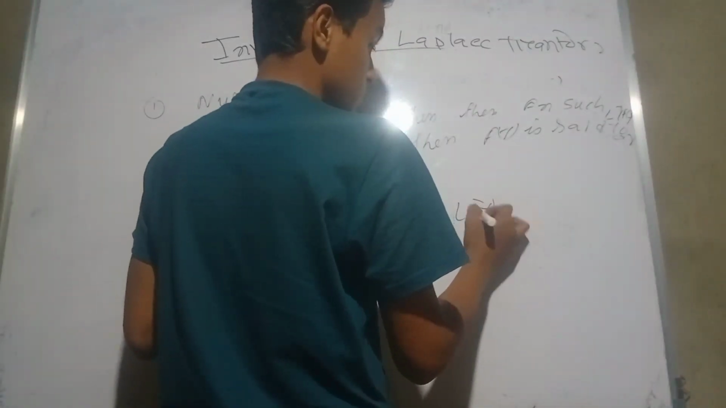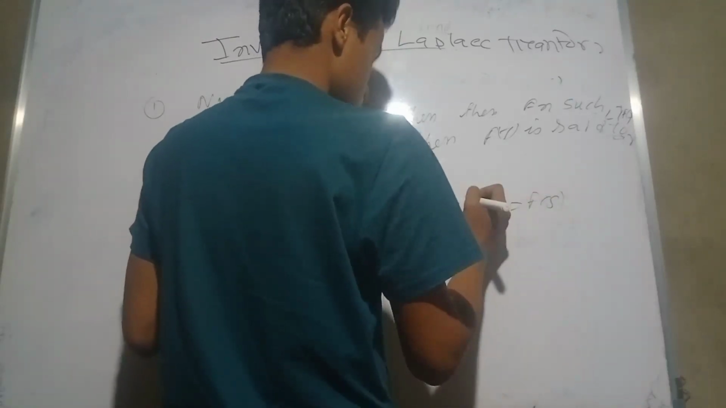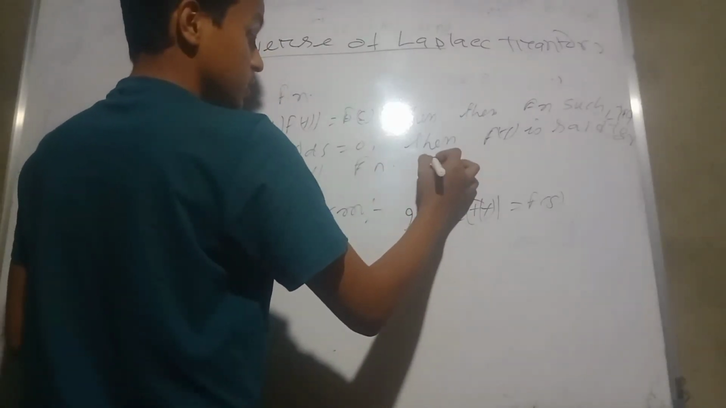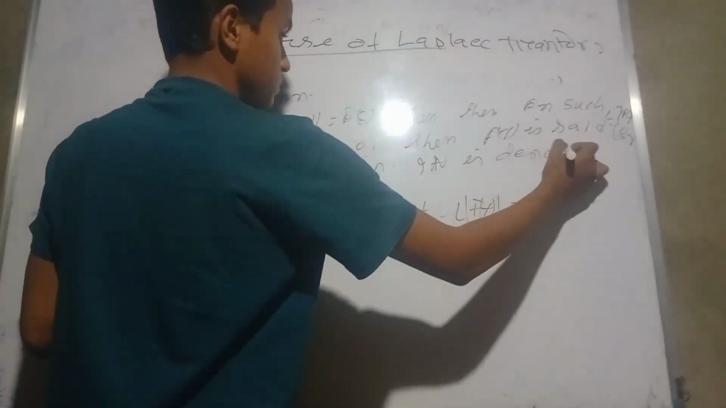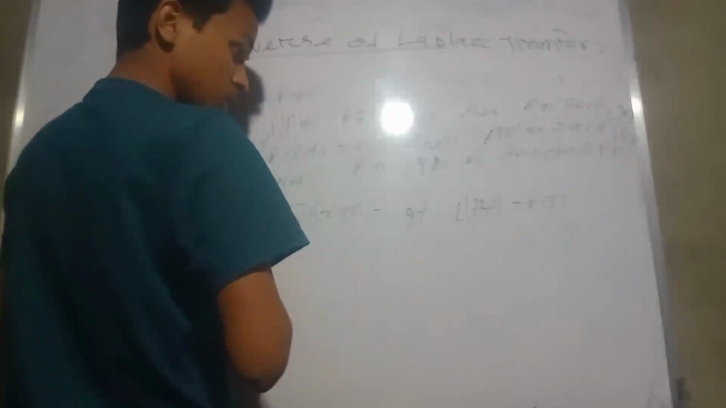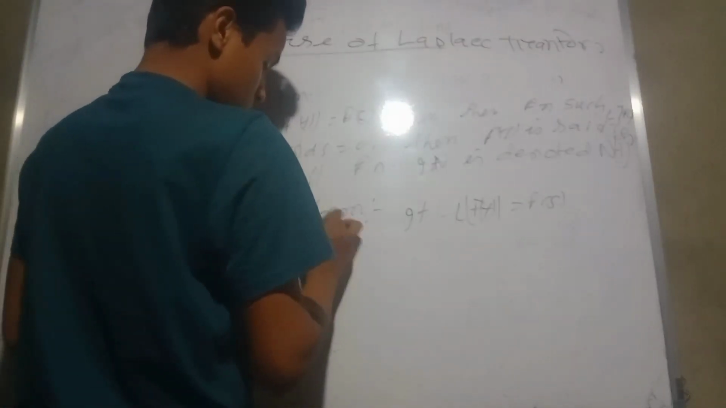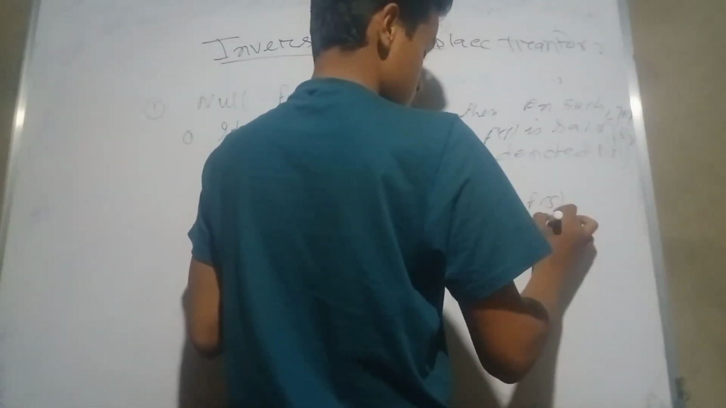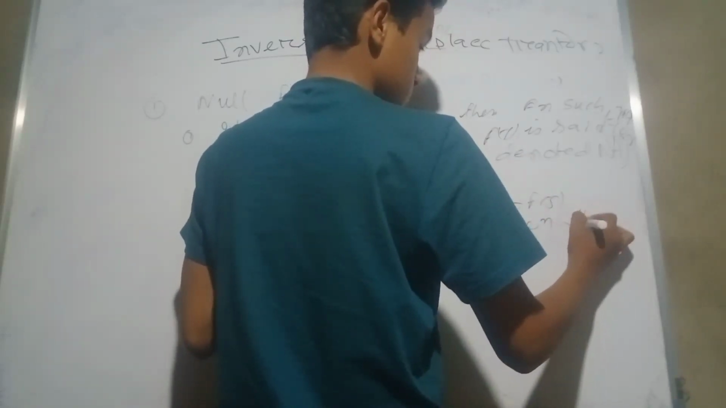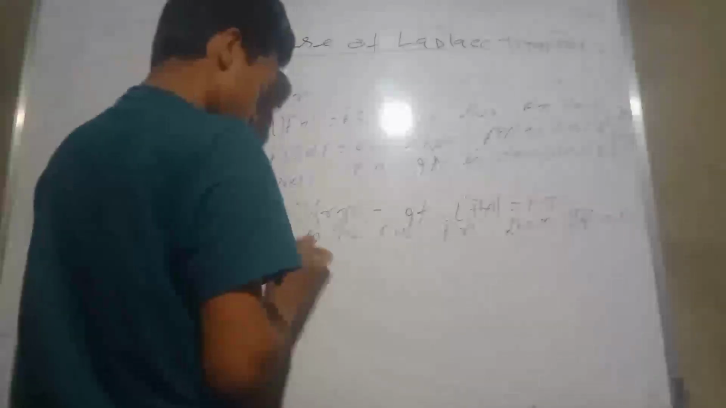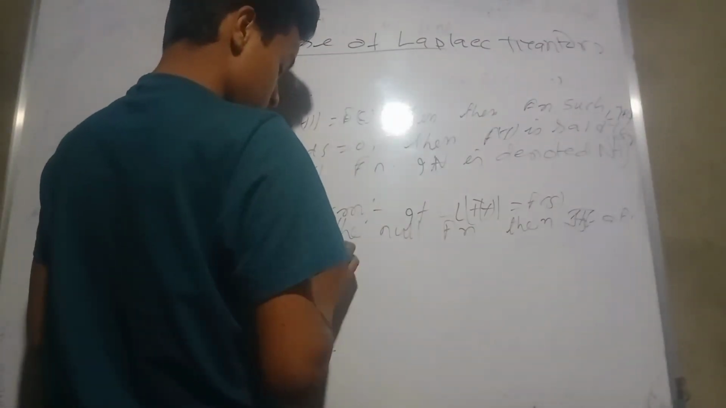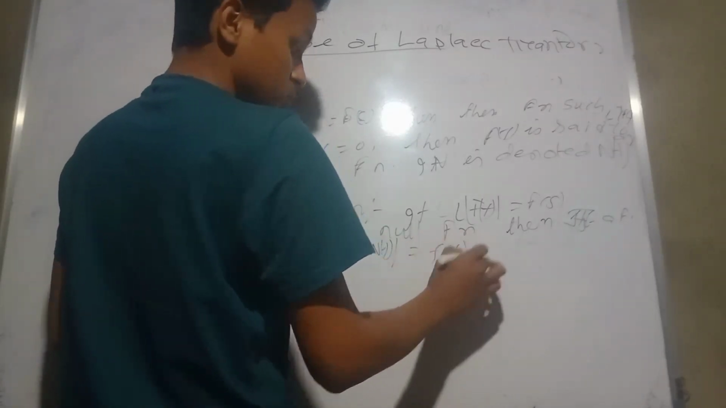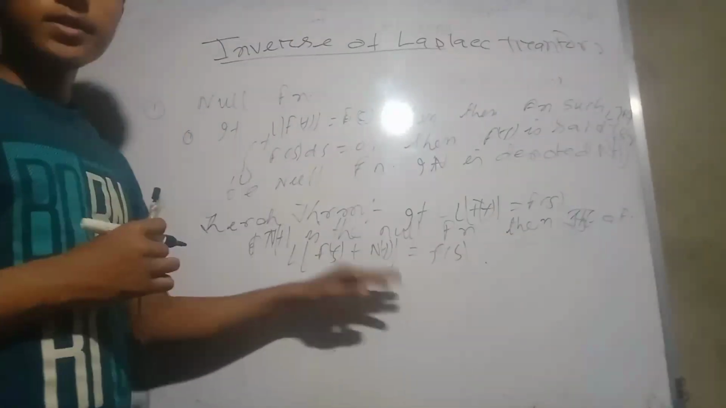If the Laplace transform of f(t) equals F(s), and N(t) is a null function, then there exists a function such that the Laplace transform of f(t) plus N(t) equals F(s). That is the Lerch theorem. So that is the Lerch theorem we have understood.